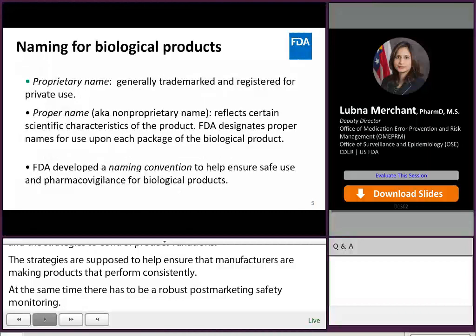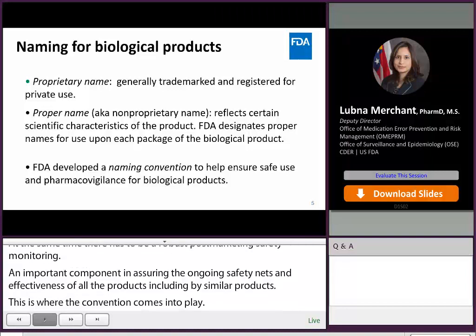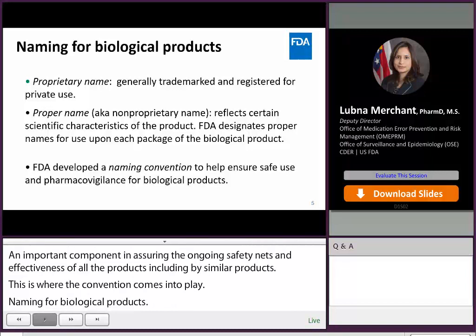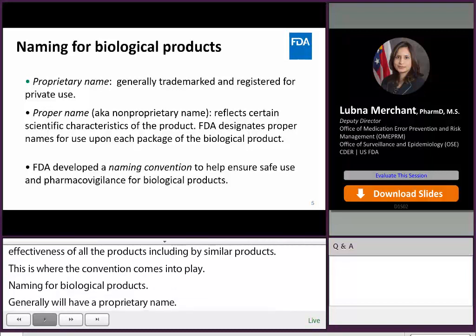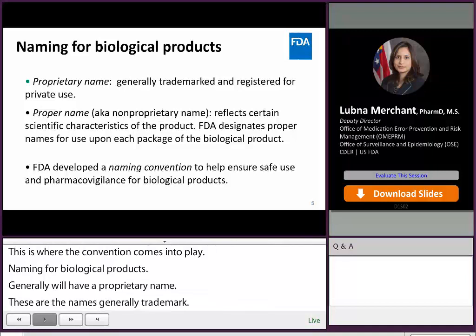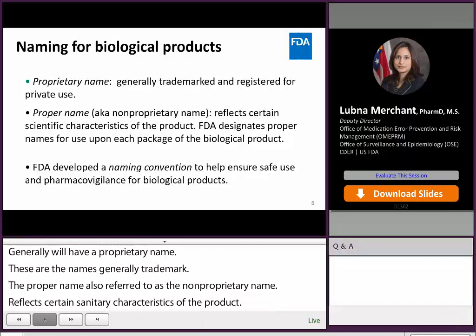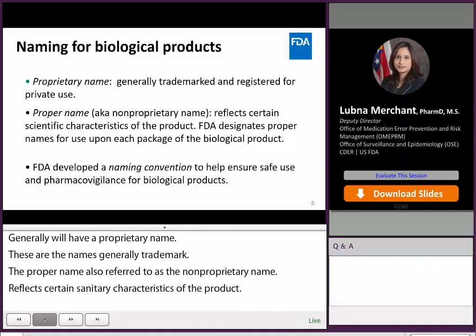So naming for biological products generally will have a proprietary name. These are the names that are generally trademarked and registered for private use. The proper name, also referred to as the non-proprietary name, reflects certain scientific characteristics of the product. FDA designates the proper name for use upon each package of the biological product. FDA developed a naming convention to help ensure safe use and pharmacovigilance for biological products.